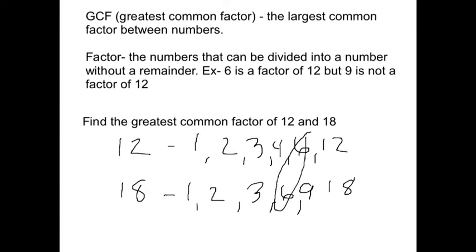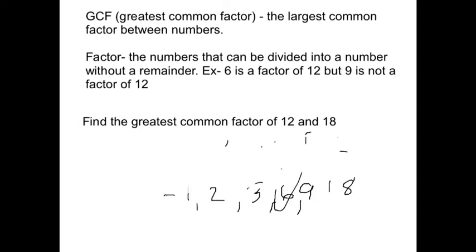Now there are two issues with this method. Number one, if you miss a factor, like if I were to miss 6 in one of my lists, then I would have thought that 3 was my greatest common factor. So that's one issue. The second issue is when you get to very large numbers like 240, your lists are going to be very, very long and it's going to be more difficult to figure out every single factor.